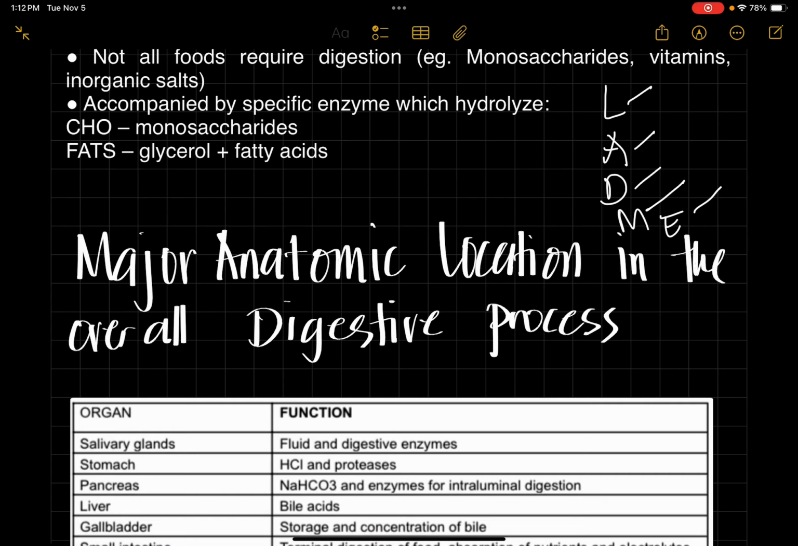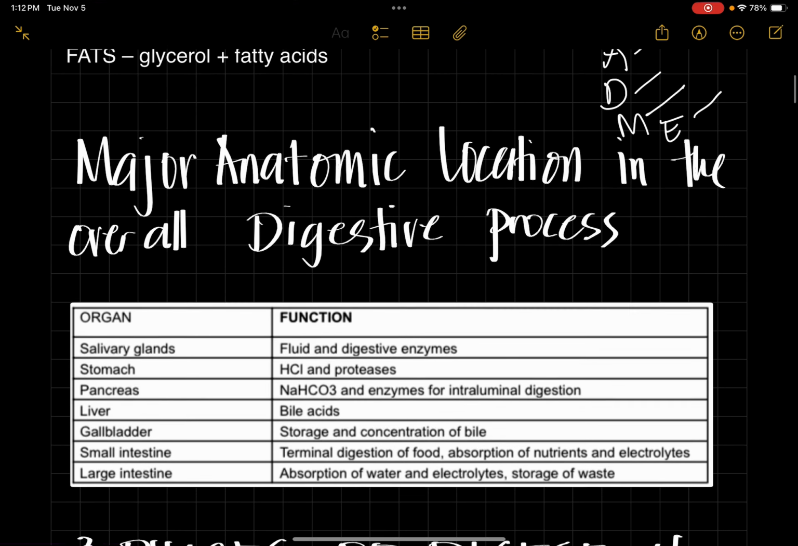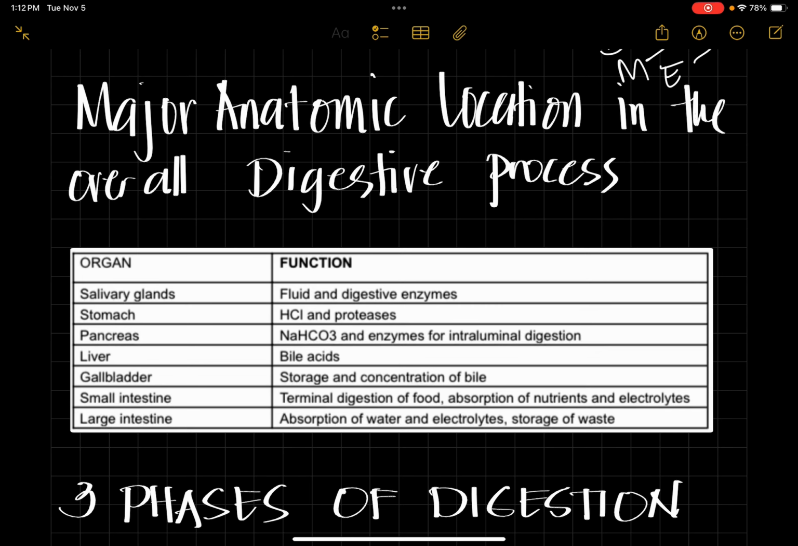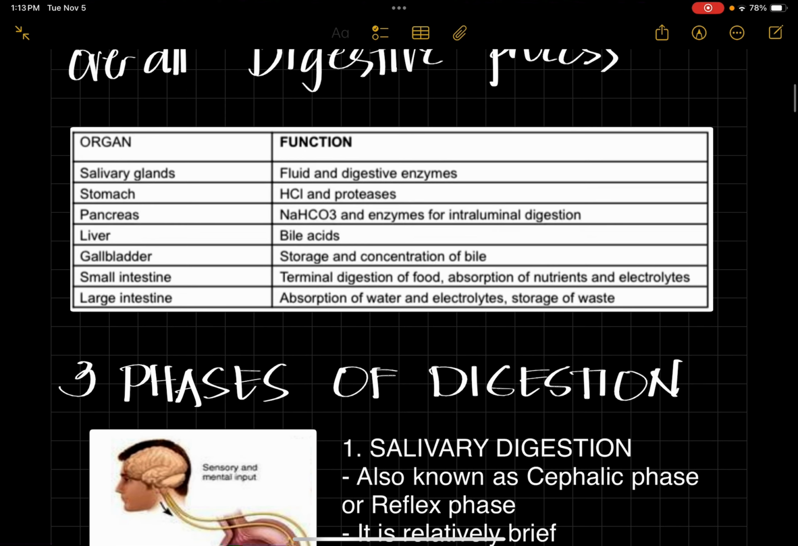So there are major anatomic locations in the overall digestive process. We have organ and function. Salivary gland: fluid and digestive enzymes. Stomach: hydrochloric acid and the proteases. Pancreas: sodium bicarbonate and enzymes for intraluminal digestion. Liver: bile acids. Gallbladder: storage and concentration of the bile. Small intestine: terminal digestion of food, absorption of nutrients and electrolytes. Large intestine: absorption of water and electrolytes, storage of waste.